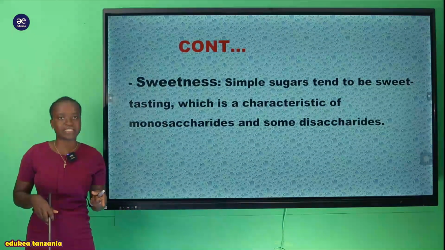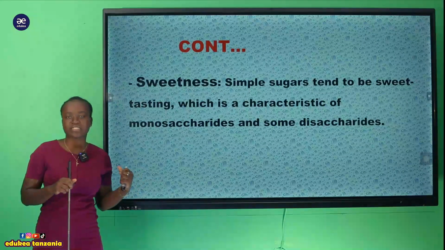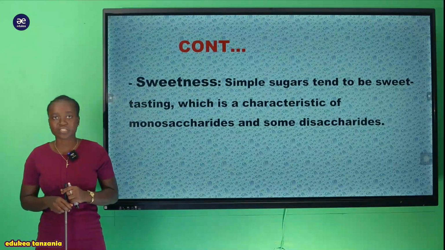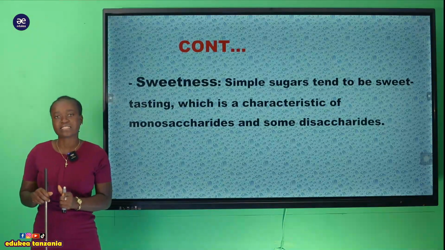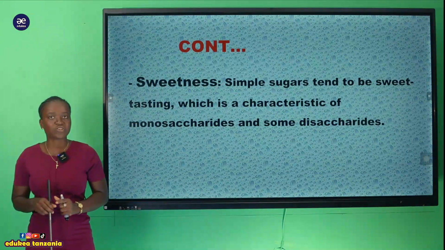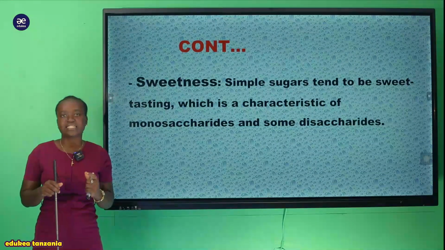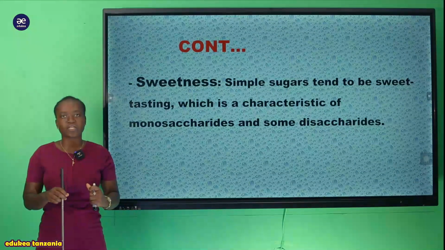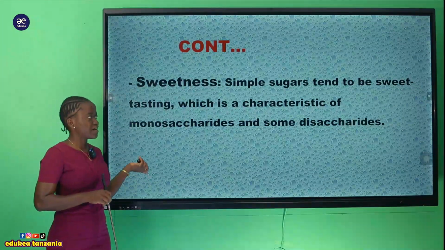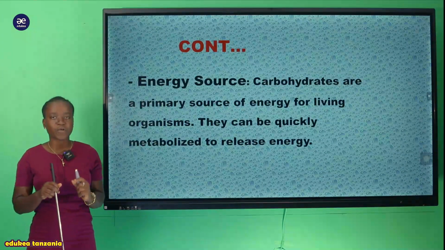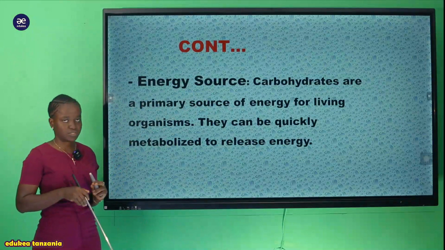But also, some disaccharides contain this sweet taste in their structure. For example, we are talking about sucrose. Sucrose is one example of a disaccharide. It also exhibits that characteristic, sweetness, found within its structure. But we also have another characteristic or property of carbohydrate, and this is energy source.